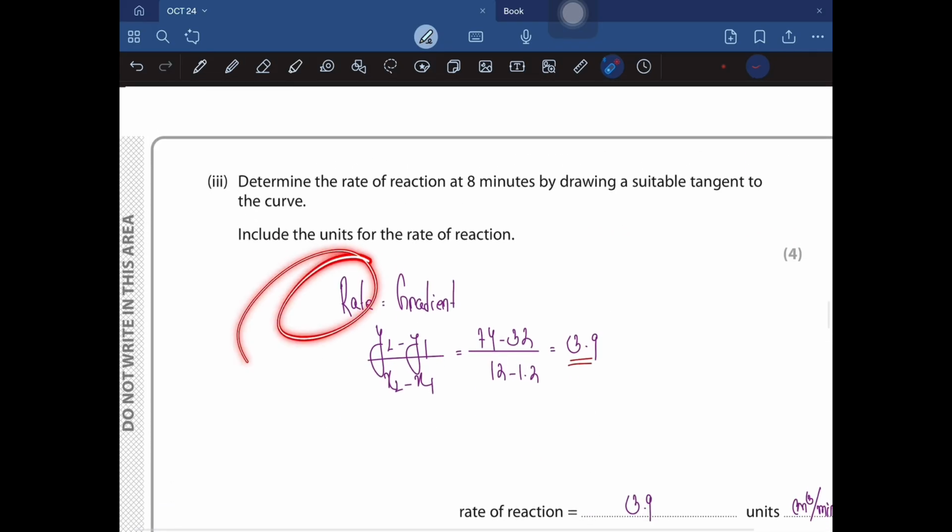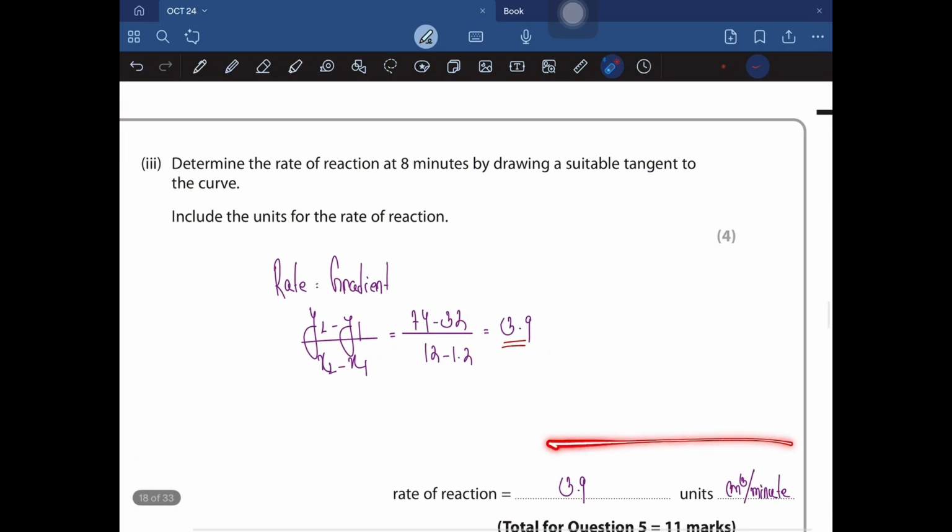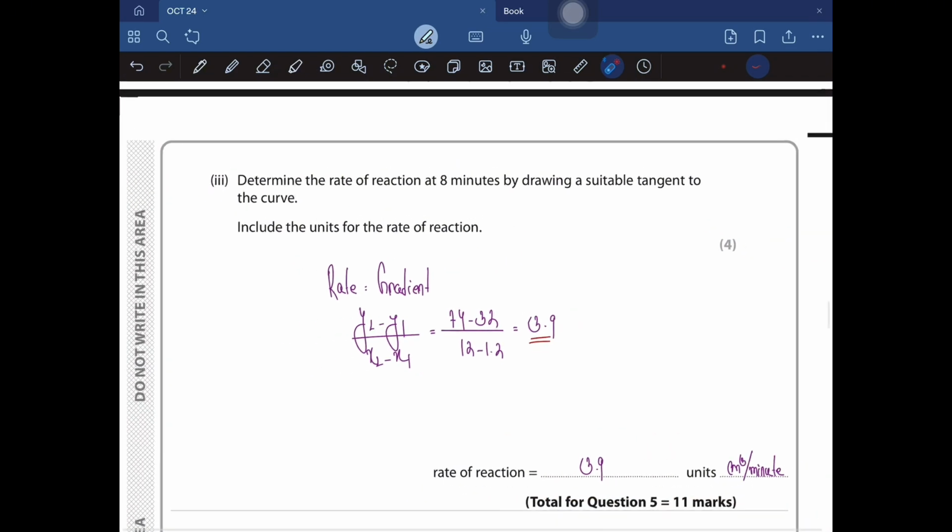Rate is equivalent to gradient, y2 minus y1 by x2 minus x1, and I get a gradient of 3.9 centimeter cube per second, right? So yeah, let's just move on.